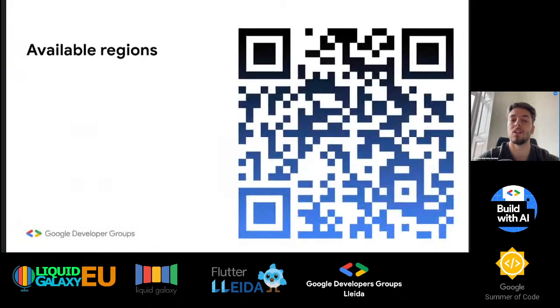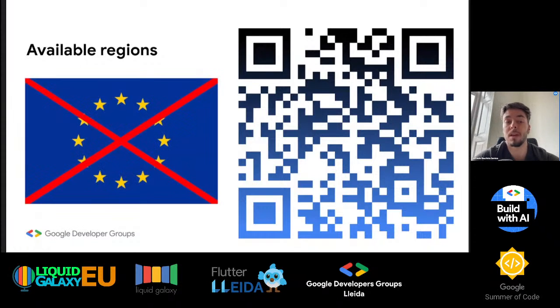So you have to go to this QR code, scan it, and you will see the available regions where you can use the Gemini API. Okay, it's different from the language support and the region support. So probably if you are in some country that is available, you can use the Gemini API in English, but you cannot do it in your country.